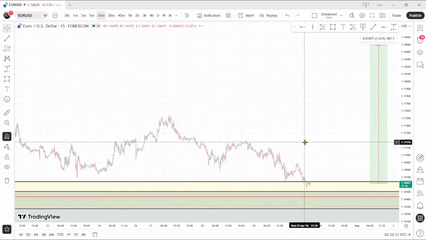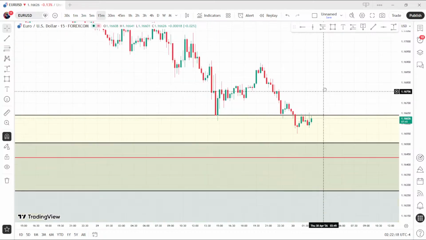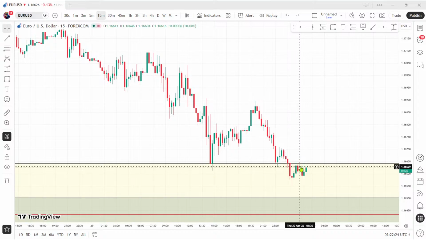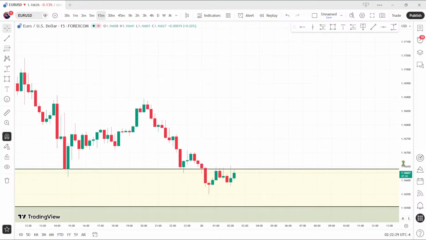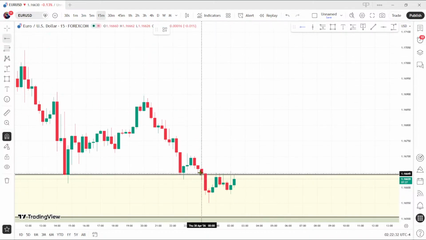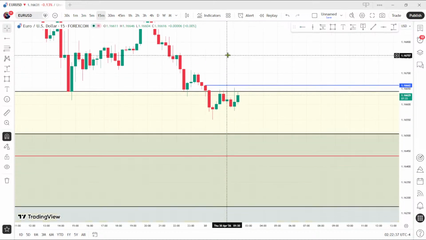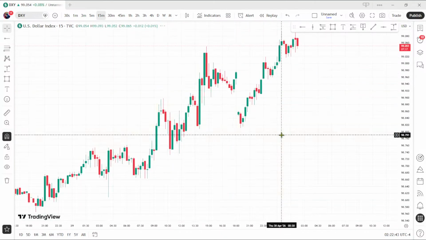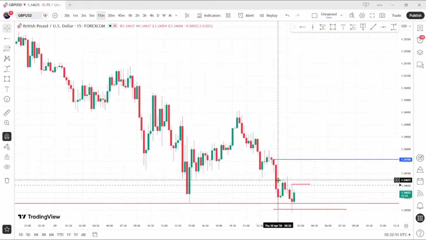higher. The 15-minute. Now these are for scalpers or intraday traders. The midnight open for euro. Yeah, we're below it. It seems like an SMT. 0030, 0030.